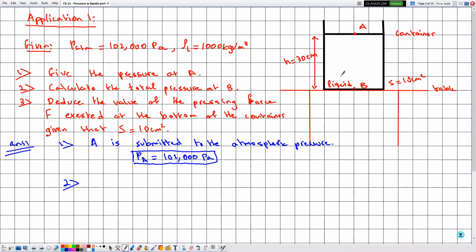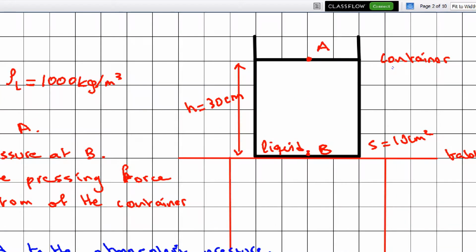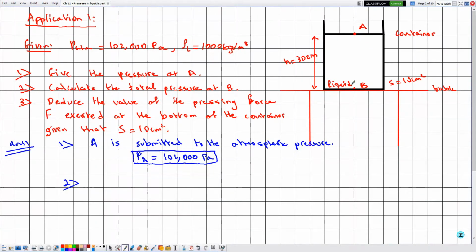Now, in number 2, calculate the total pressure at B. Since we are interested in the pressure, we consider the point B and we look upward. So above the point B, there is the layer of this liquid. Then the point B will be submitted to the pressure due to this liquid and to the atmospheric pressure that is being applied at the point A and transmitted to the point B according to Pascal's theorem.